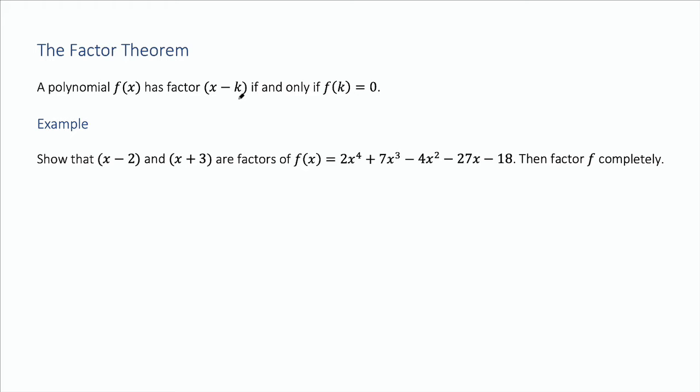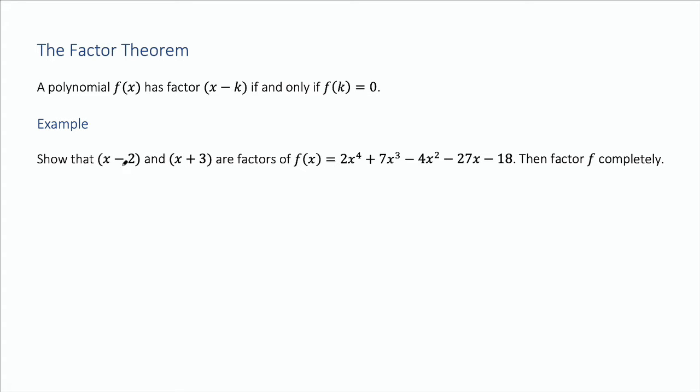Okay, so this is a nice theorem that allows us to check whether or not a polynomial has a given factor. We can just essentially do synthetic division to check whether or not that number k gives us a remainder of 0. And if it does, then we know that that expression is a factor of the polynomial. So let's see how this works in action. It's a pretty powerful theorem.